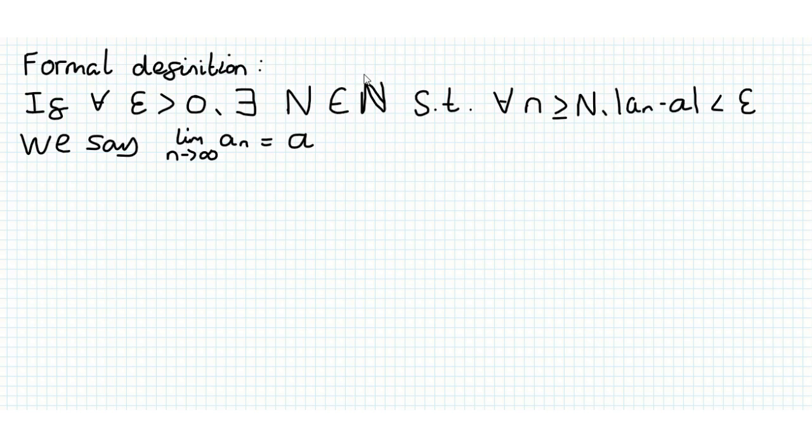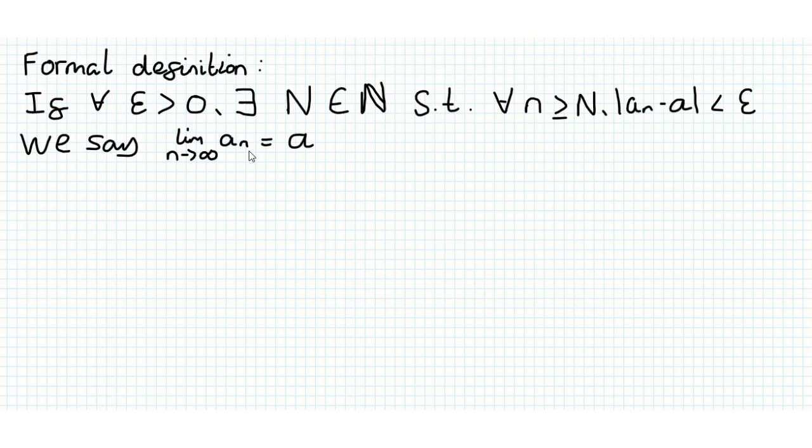Today's video we're going to look at the formal definition of a limit. We've got that on the screen here, and I'm going to read it out and explain what it means. So we have: if for all epsilon greater than 0 there exists a natural number N such that for all little n greater than N we have the modulus of a_n, which is our sequence, minus a is less than epsilon, we can say the limit as n tends to infinity of a_n is equal to a.